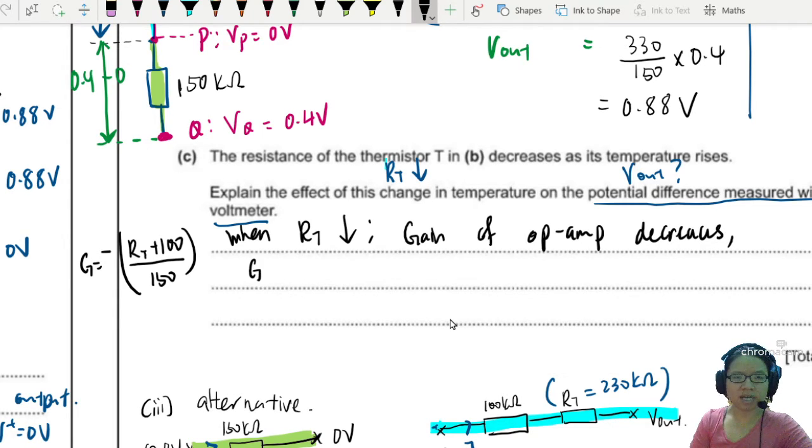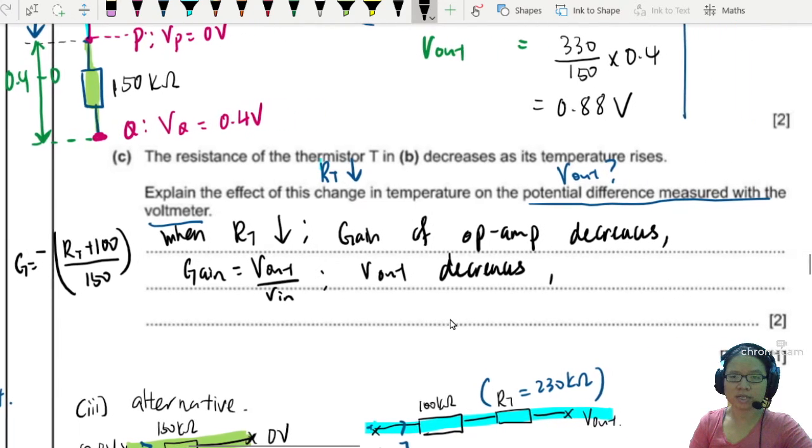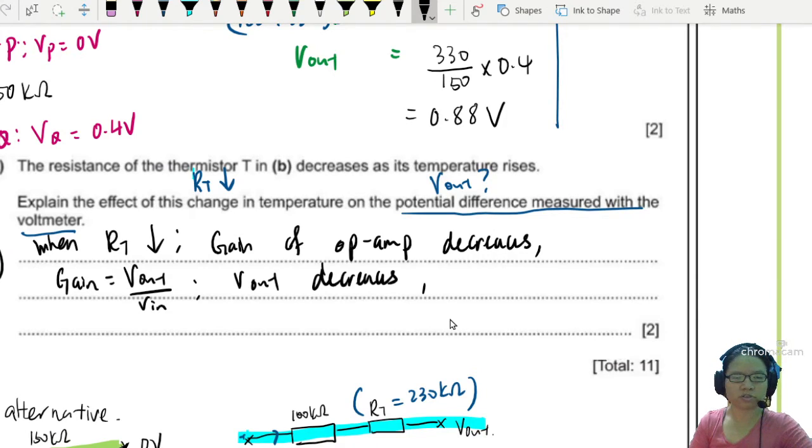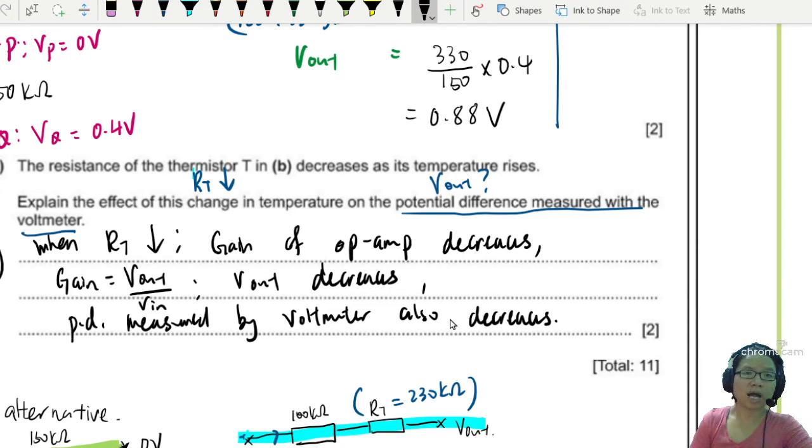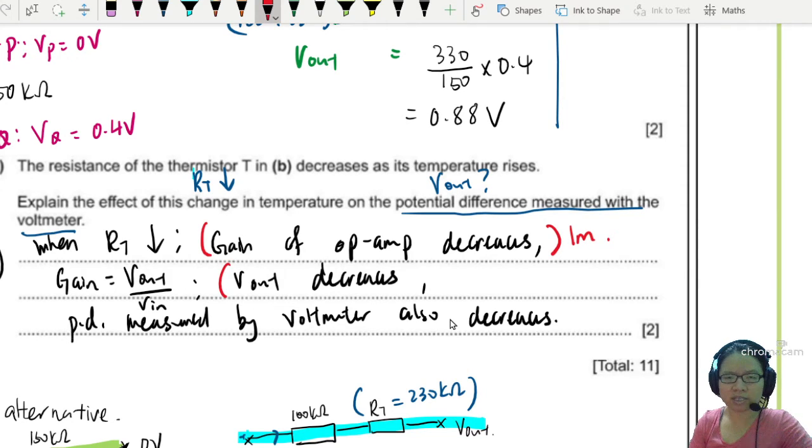So if the gain decreases and gain is equal to V out over V in, V out decreases. And what happens to your voltmeter reading? Because of this, the PD measured by the voltmeter also decreases. So where are the 2 marks? First mark is when you mention that the gain of the op-amp decreases. Second mark, you say V out then decreases. Gain decreases, so the multiple decreases, and the multiple decreases, that means the potential difference measured by the voltmeter decreases.